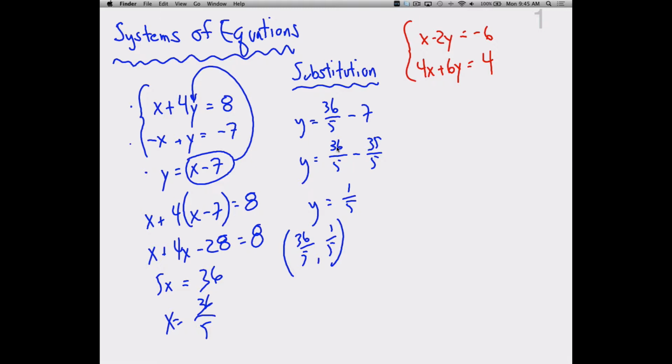And again, using substitution, I would recommend solving the top equation for x, but you can do whatever you want. If you solve one of the bottom equations for x or y, you're going to get some ugly fractions, and you've already told me you don't like fractions. So in order to avoid them, solve for the one that has a coefficient of 1.